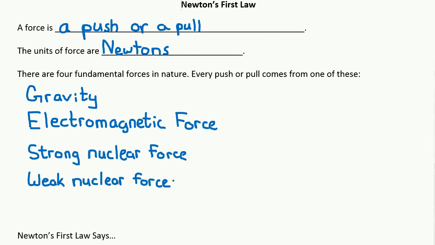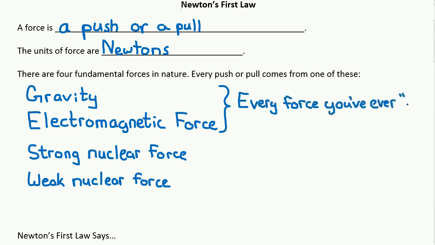Now, to give you a sense of when you might have felt these forces, pretty much every time you've ever felt a push or a pull and been aware of it, that's been a result of one of these first 2, either gravity or the electromagnetic. So the force of gravity, obviously you feel that every day, pulling you down. If you've ever walked into a wall and you felt the force from the wall pushing you backwards, that's actually a result of the electromagnetic force.